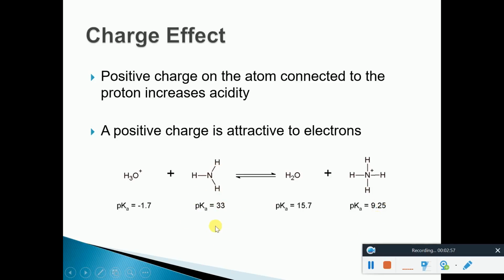Okay, so another thing that we can do is compare different acids. Instead of comparing H3O plus with H2O, we could compare H3O plus with NH4 plus. And how do we do that? Well, they both have a charge, so we can't use the charge effect to compare them. But what else? What's different between them? The hydrogens are attached to nitrogen here, and here the hydrogens are attached to oxygen. So we can use the element effect.